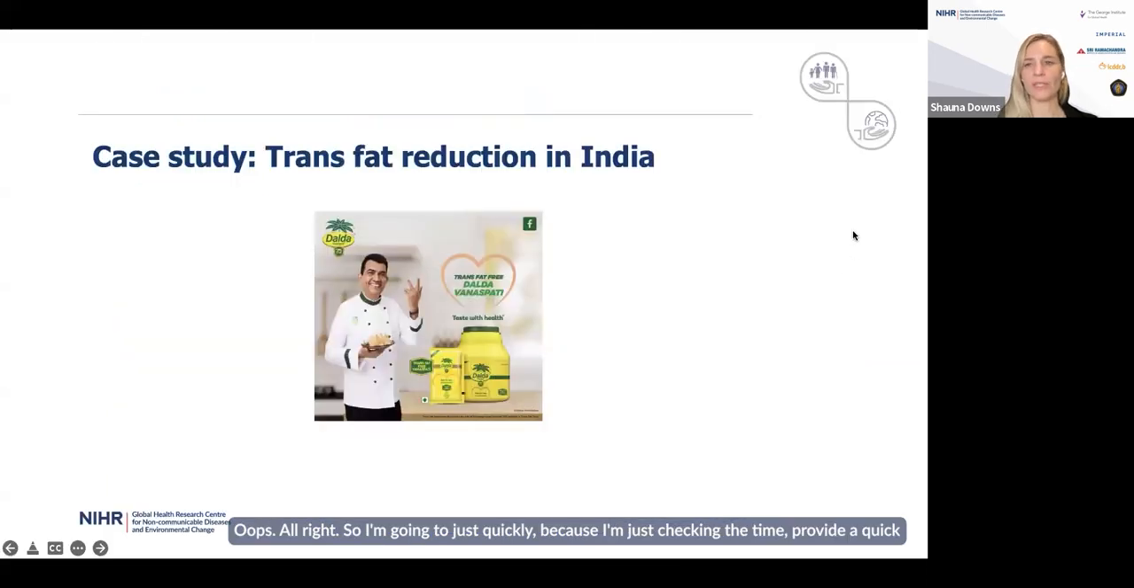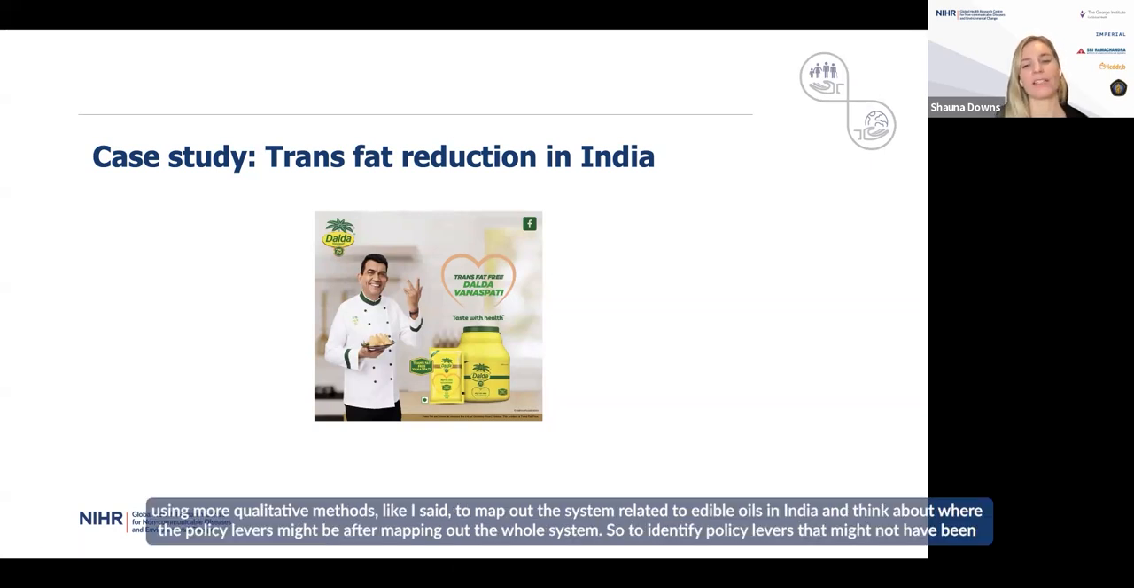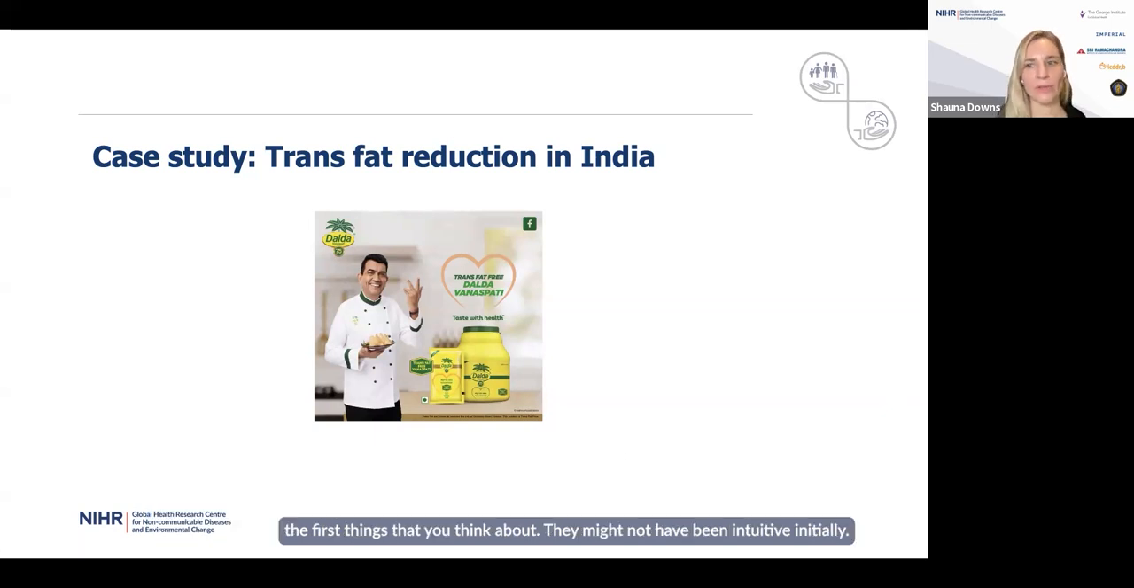All right. So I'm just checking the time, and I'm going to provide a quick case study related to trans fat reduction in India. Like I said, this is from my PhD work, which is old now, about 10 years old. But it was using more qualitative methods to map out the system related to edible oils in India, and think about where the policy levers might be after mapping out the full system, to identify policy levers that might not have been the first things you think about. They might not have been intuitive initially.